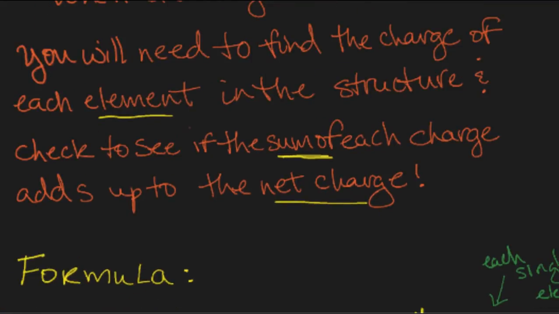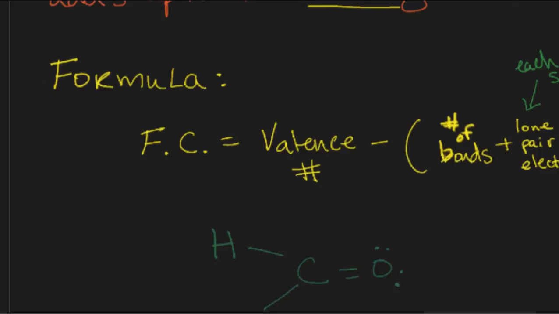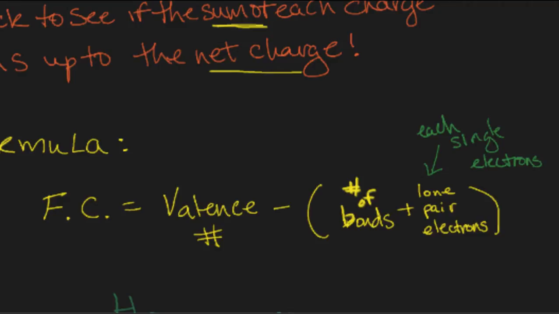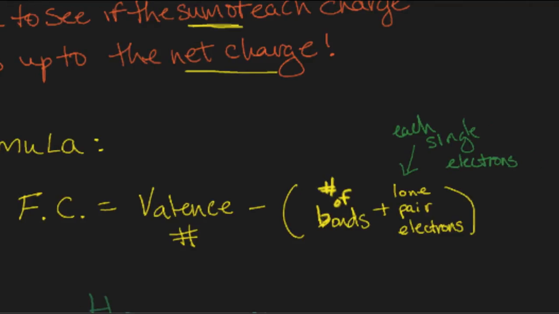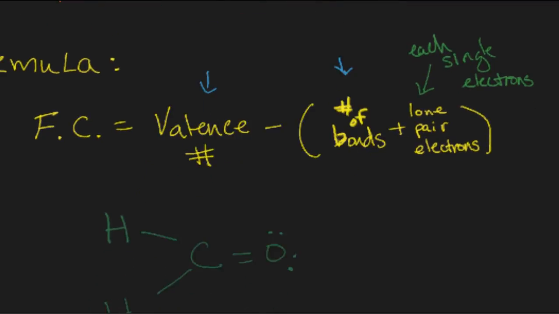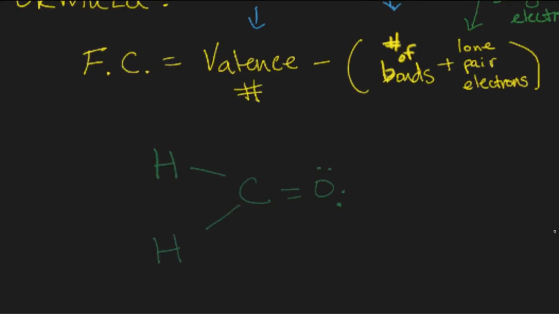So how do you find the formal charge? Well, it's a formula. Here we have the valence number minus the sum of the number of bonds, plus each individual lone pair electron. So it's each individual bond plus each individual lone pair electron. All right, so let's look at that in action. There's a quick example here.